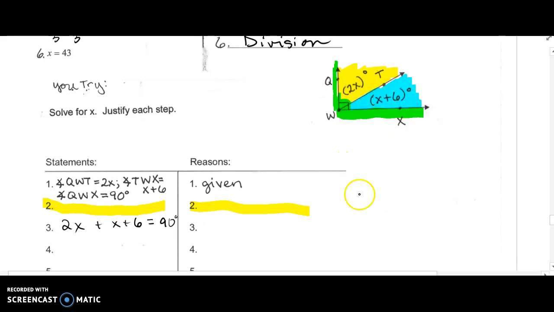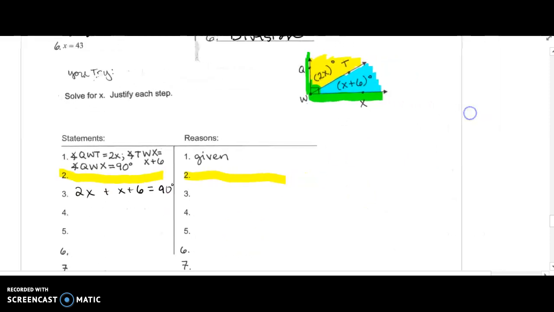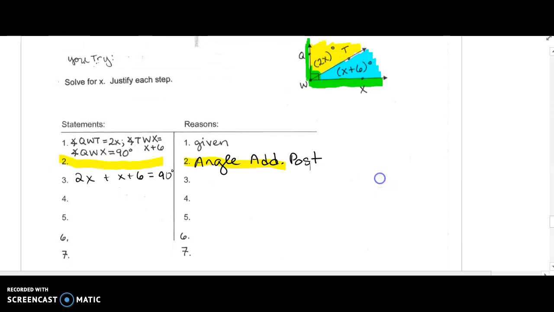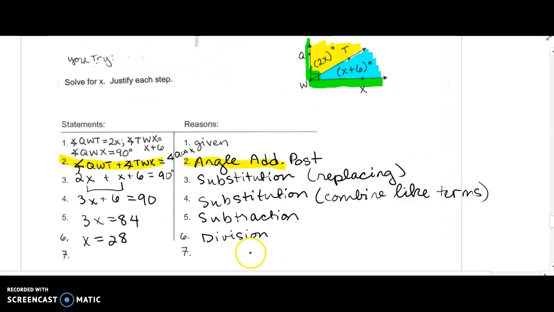And I know this is a little bit painful because if you'd been solving this problem on the last test, you probably just would have jumped straight to the algebra. But I need you to slow yourself down. Take the time to do your angle addition postulate before you do the algebra. Alright, so you try, pause the video, give it a shot. We'll come back and take a look.